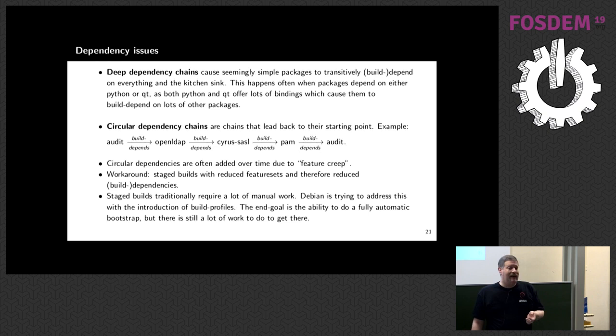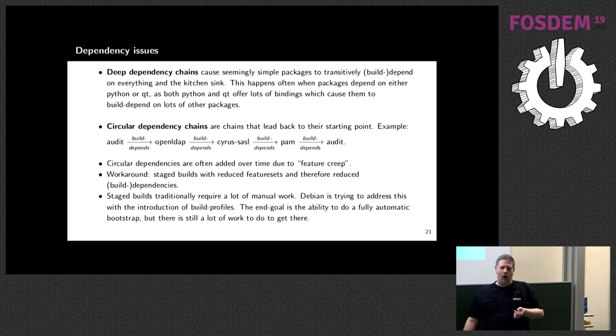How to resolve that? We have to build packages with smaller feature sets to just remove certain features from the packages to break the cycle. And doing that by hand is rather tedious. So Debian has a mechanism for that that is called build profiles. So you can build a package with different feature profiles. And during the bootstrap process, we actually have added several build profiles to a number of packages to be able to break those dependency cycles.